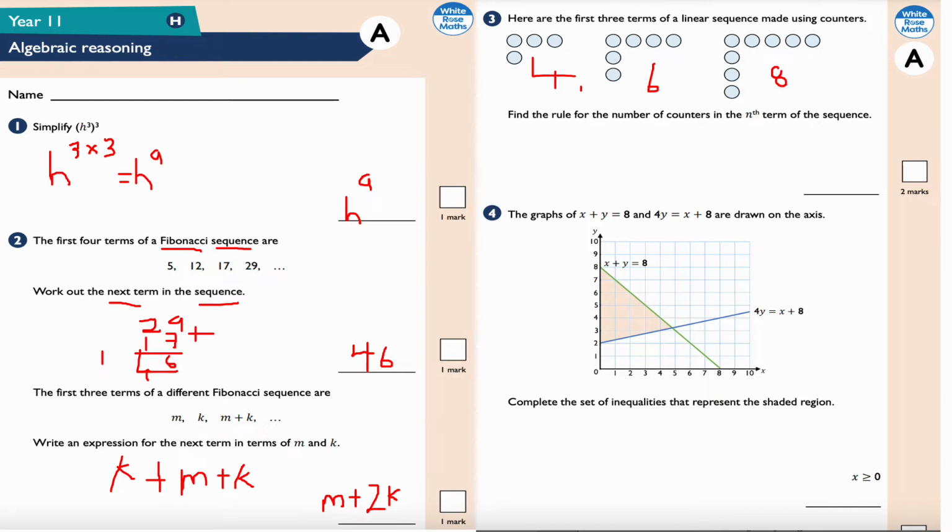Well, I'm adding 2 each time, so it's going to be 2n. But 2n follows the 2 times table. So when n is 1, 2 times 1 is 2. But I want 4, so I'm going to add 2. And that will be the general nth term formula for generating this particular sequence.